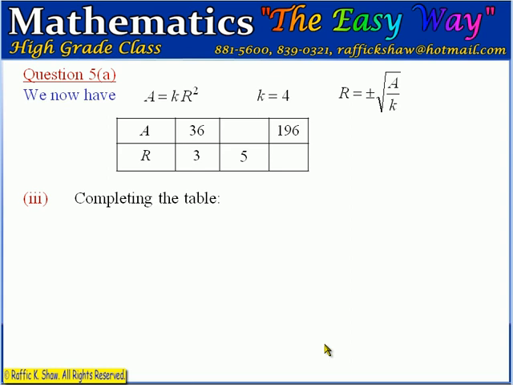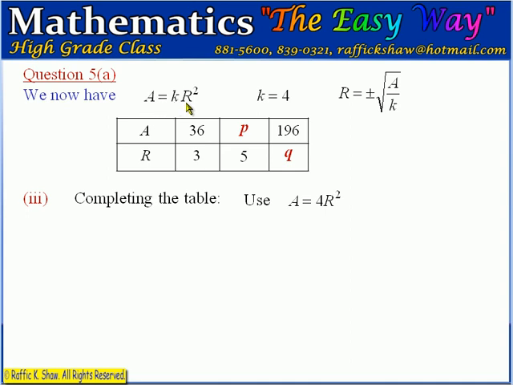Now part 3 is telling us to complete the table. And so to complete the table, we want to fill out this cell and fill out this cell. Now this cell is an A value and this cell is an R value. To complete the table, we can call the A value here P and call the R value here Q. Then we will complete the table by calculating the value of P and calculating the value of Q.